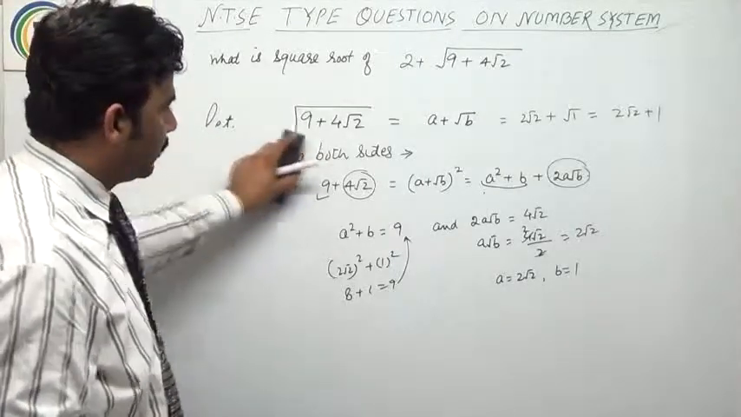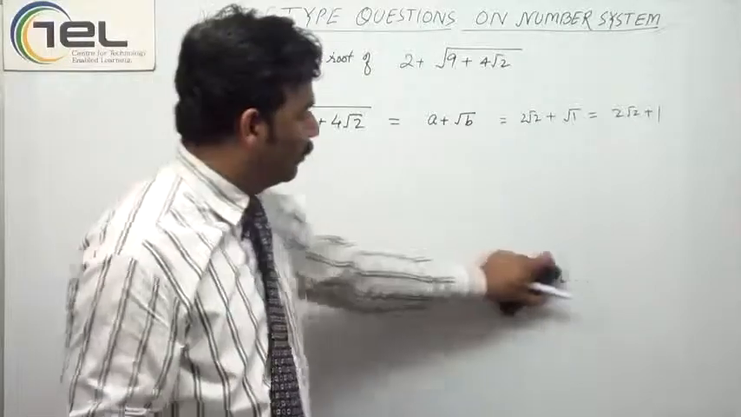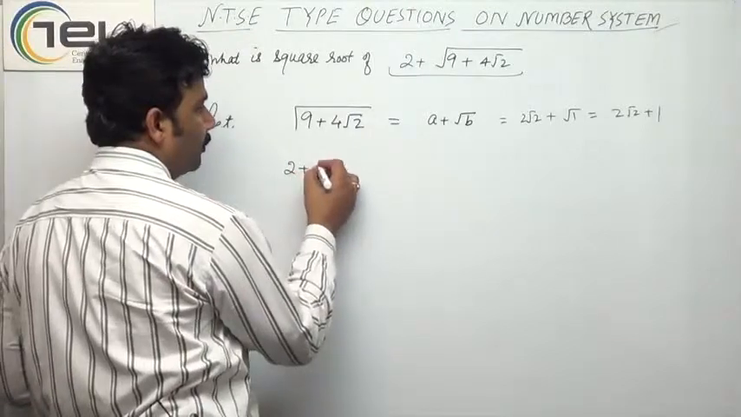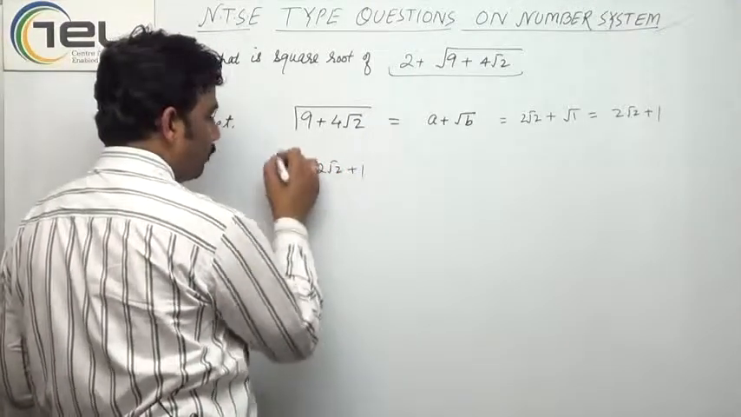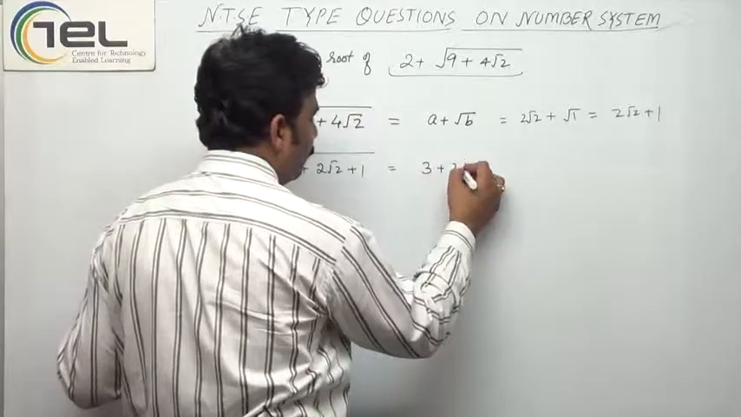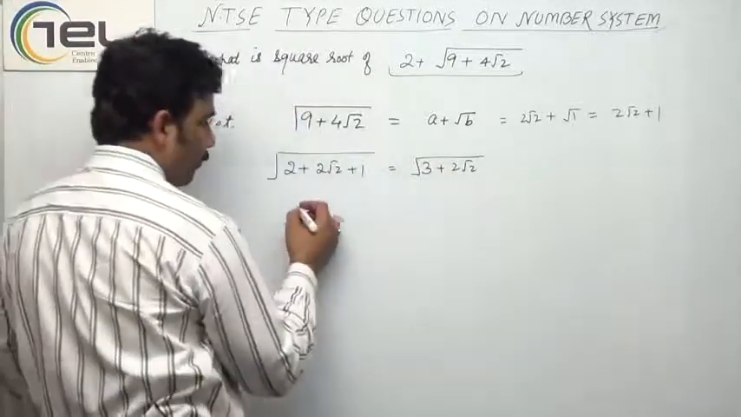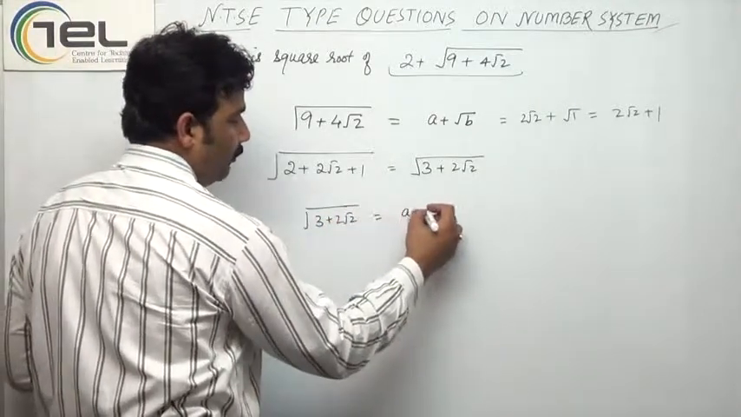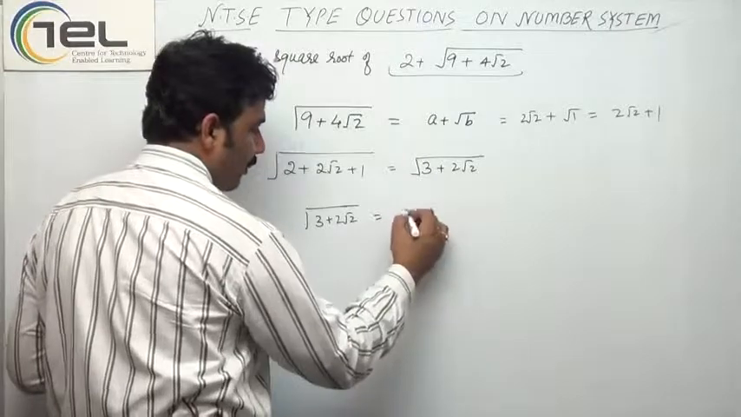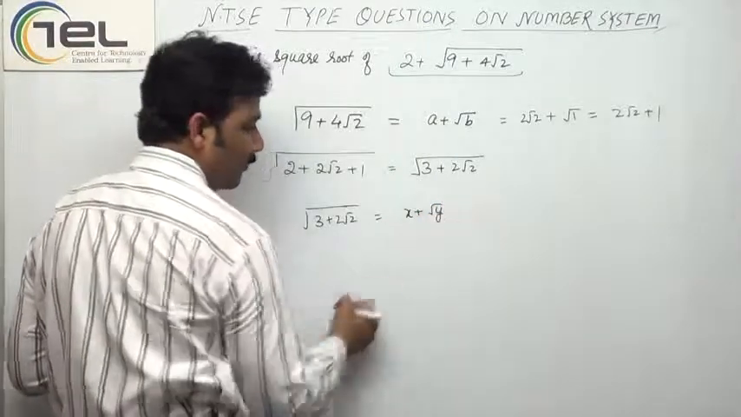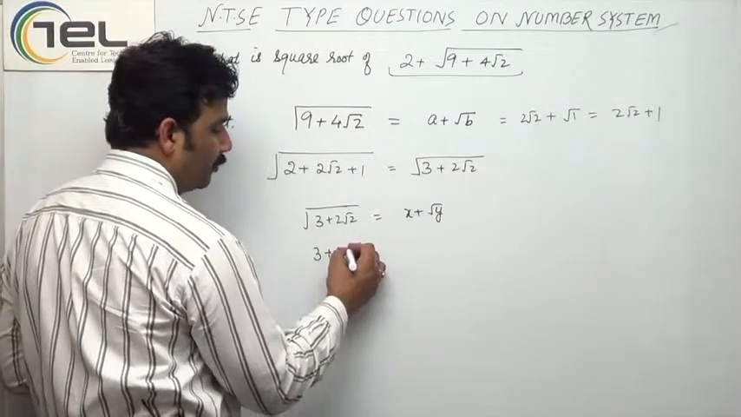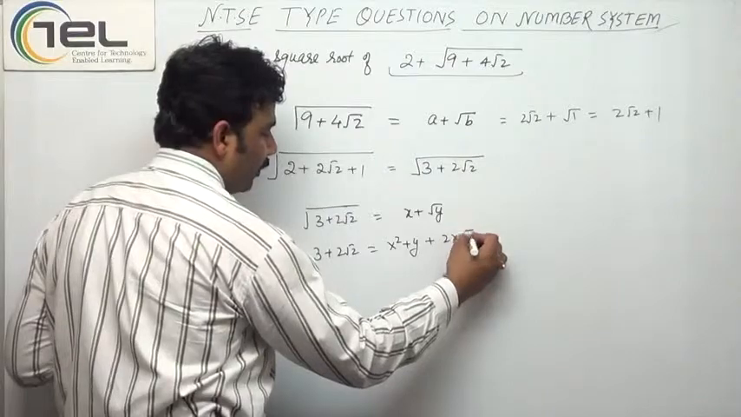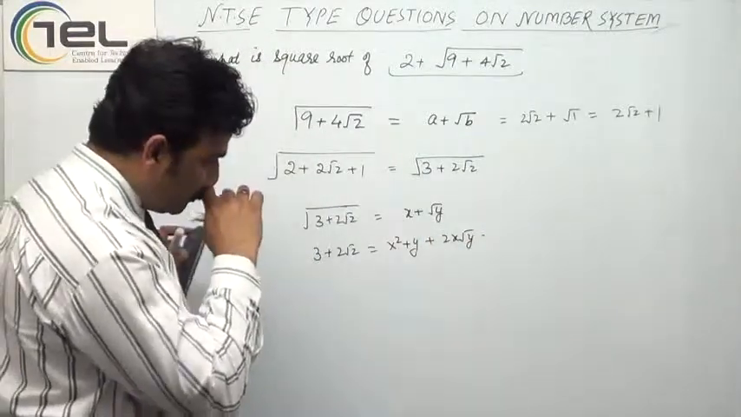Clear? Once we have this square root, this term will be equal to 2 plus 2 root 2 plus 1, under root. It becomes the square root of 3 plus 2 root 2. So again we follow the same process. This time I am taking x plus root y. Squaring, 3 plus 2 root 2 is equal to x square plus y plus 2x root y.